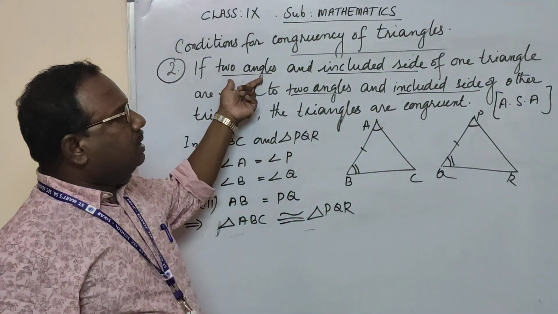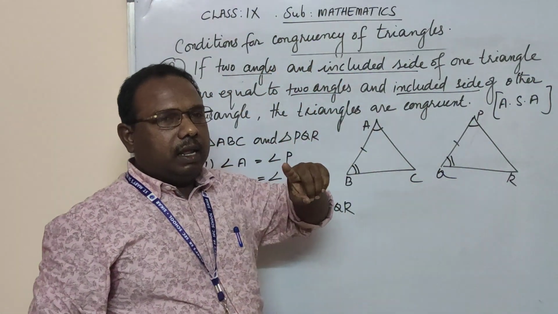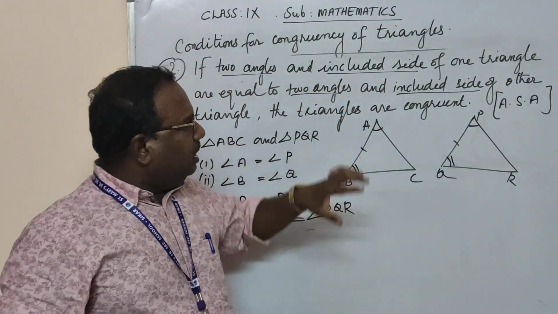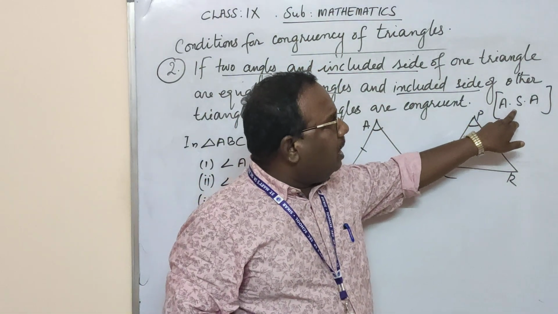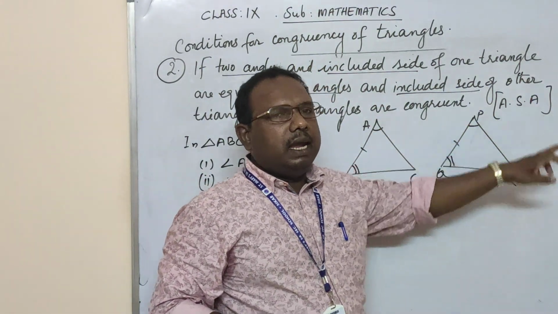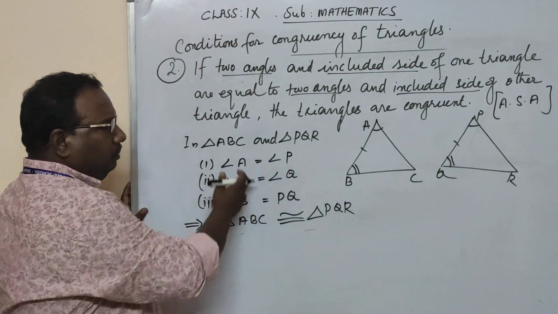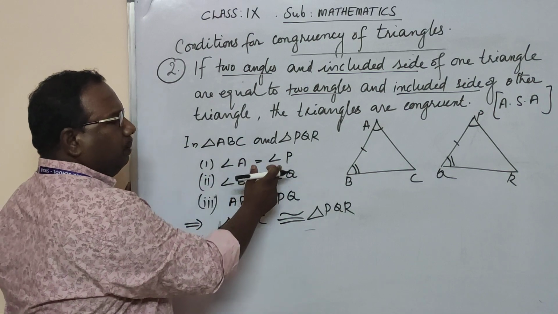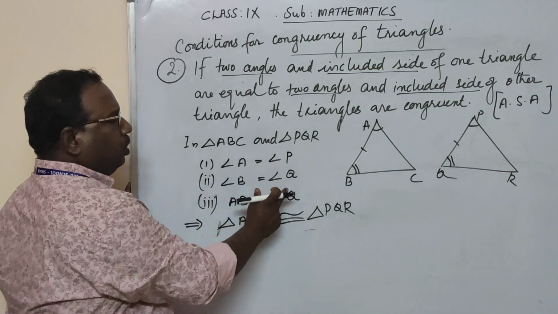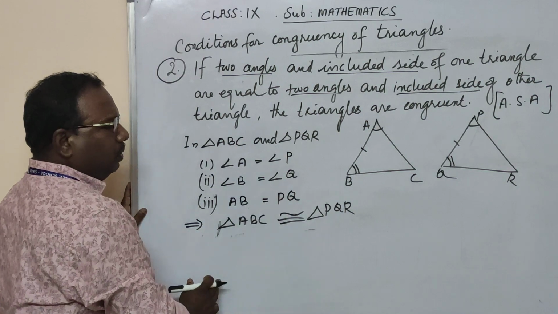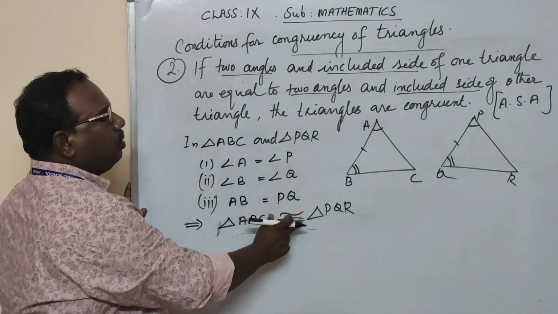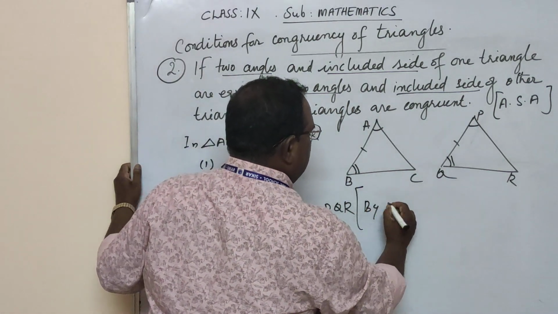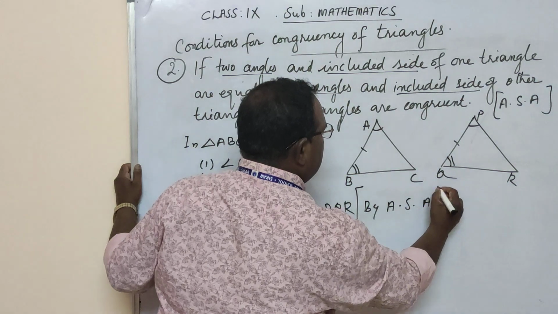Two angles and included side of one triangle equal to two angles and included side of the other triangle, and this condition is abbreviated as ASA, angle side angle. So according to these points, angle A is equal to angle P, angle B is equal to angle Q, AB is equal to PQ. Therefore, triangle ABC is congruent to triangle PQR by ASA.